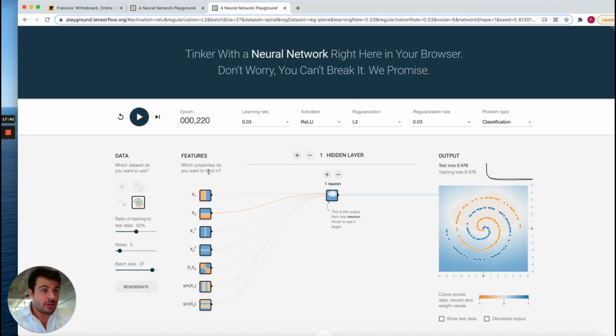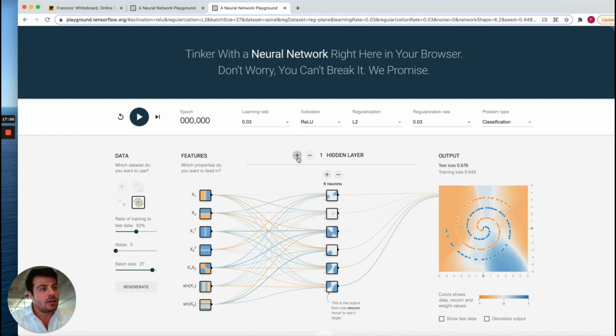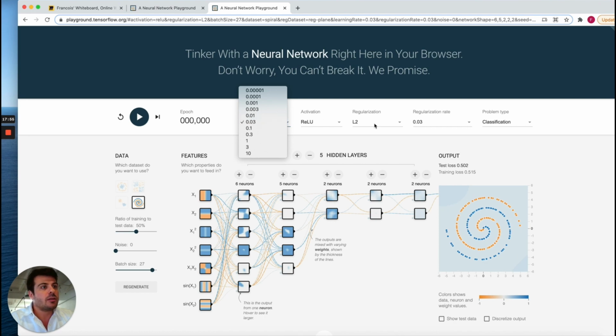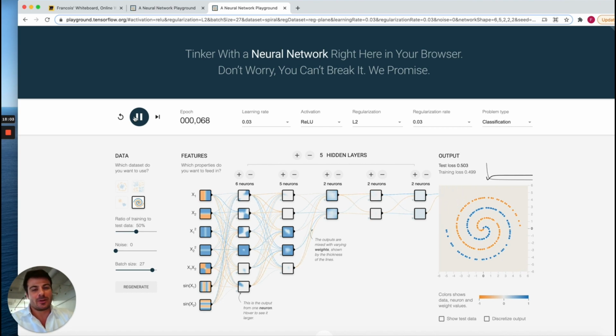So what I want you to do is go to this spiral one. Make it easy. Go on the low noise one, and then try your hardest to add a bunch of neurons and play with the learning rate, play with the regularization, and try to let it train and see if it learns. I'll let you pause now, and we'll come back in a few seconds.